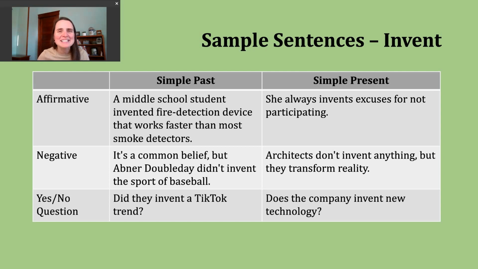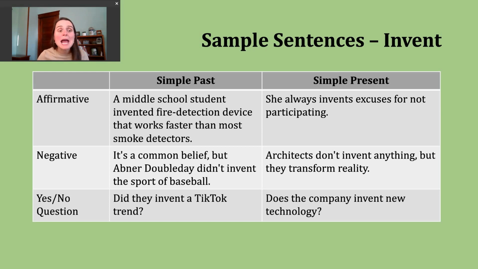You can see that in my example sentence. It's a common belief, but Abner Doubleday didn't invent the sport of baseball. Okay? I think there are many sort of common beliefs in history about who the first person was to create something, and many times we have it wrong. And this is an example of that.